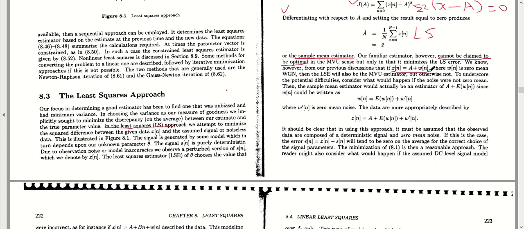But we recall what we did before from our previous discussion. If this is zero mean WGN, we did this many times. If w is zero mean WGN, then the LSE will be the MVU. We don't do it here, but we did recall what we did in the previous chapter. If this is zero mean WGN, then this happens to be MVU, which also achieves the CRB. But this is a coincidence.